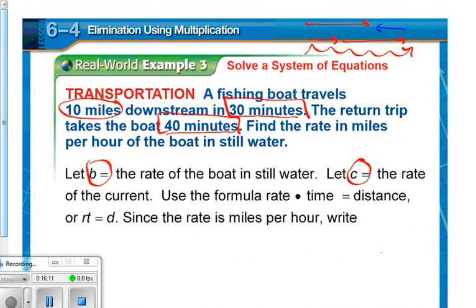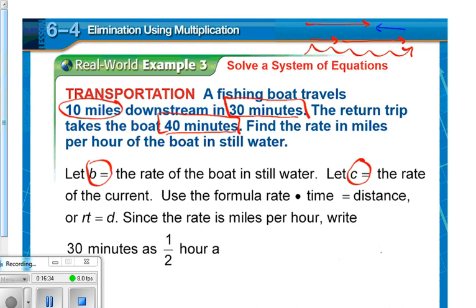Okay, there's our formula. RT is equal to D. And since the rate is miles per hour, we do need to translate these minutes into hours, right? So 30 minutes is what part of an hour? She said 30. Good try. But 30 minutes is actually only half of an hour, right?